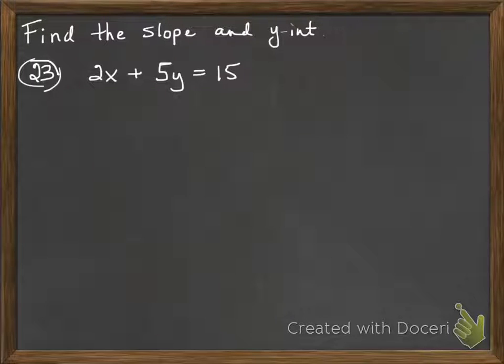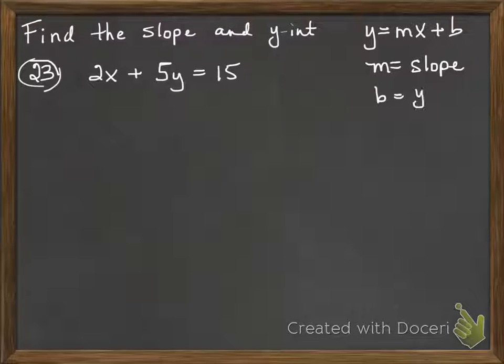Number 23 says find the slope and the y-intercept. When it's asking you to find the slope and the y-intercept, it's really asking you to put the equation in the form of y equals mx plus b. So in other words, solve the equation for y. When the equation is solved for y, the m value, that's the number in front of your x, is the slope, and the b value is the y-intercept. So we're going to use our skills from some prior problems where we had more than one variable, and we're going to solve for one variable, and we're going to solve for y.